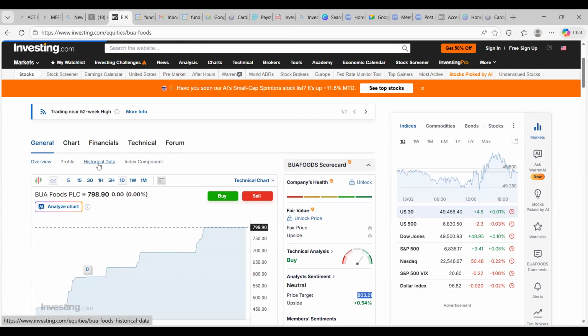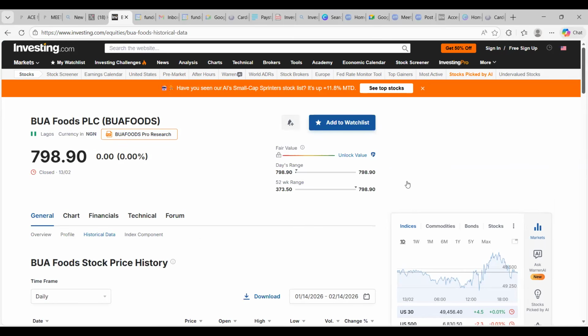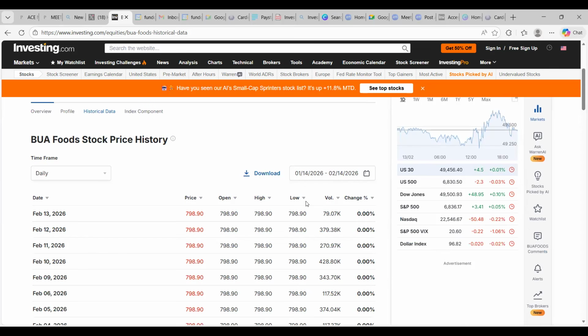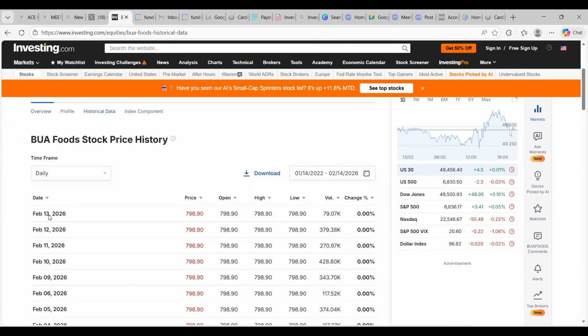You can click on historical data right on your screen. The historical data can help me see what is the history of the share price. How has the share price done within the last 1 year, within the last 3 years? Let me start from 2022, January. So date, I can change this to monthly.